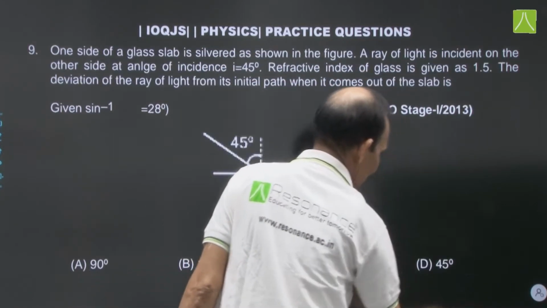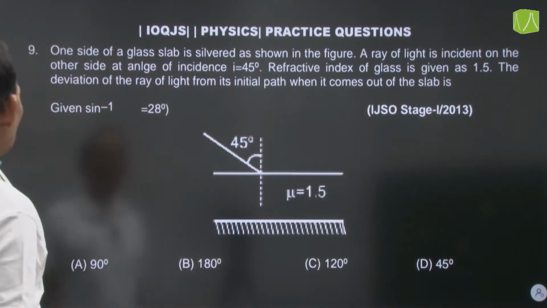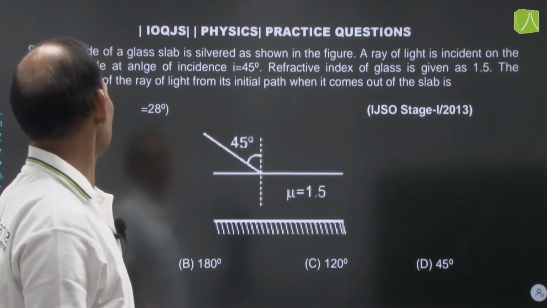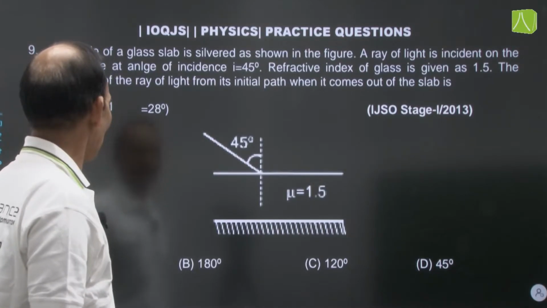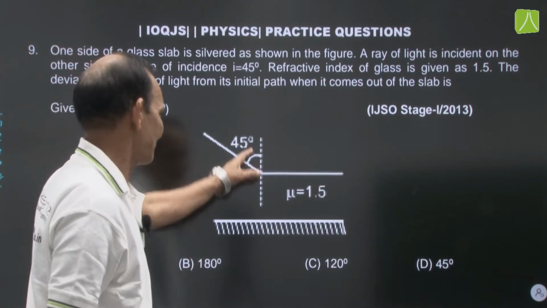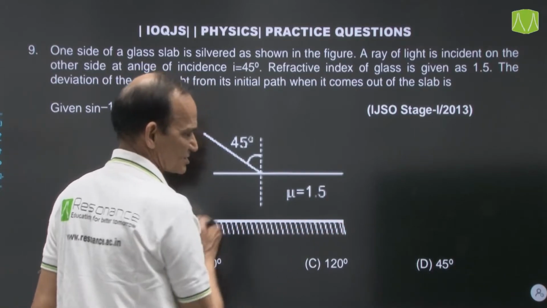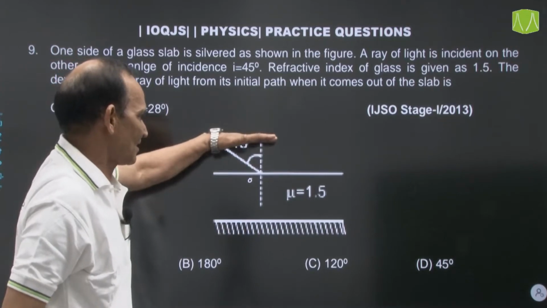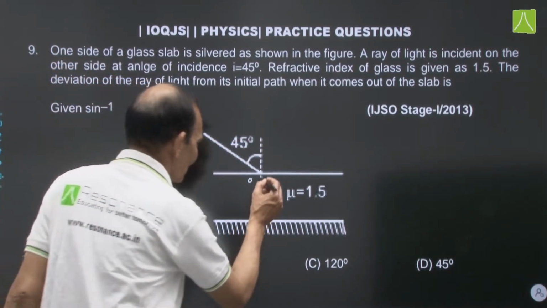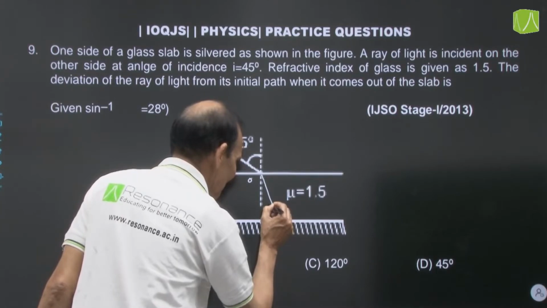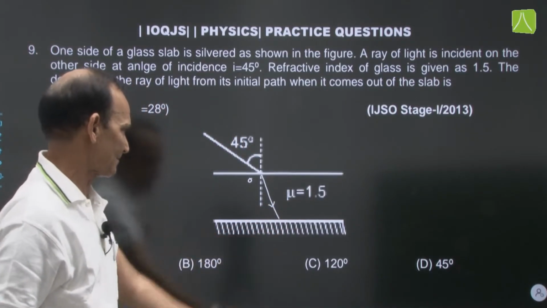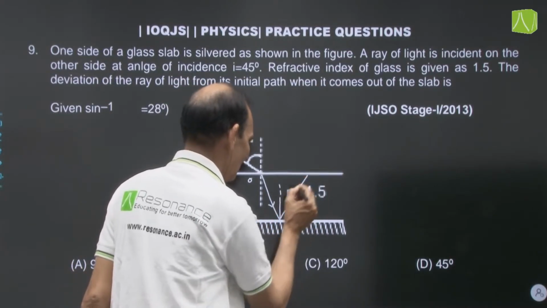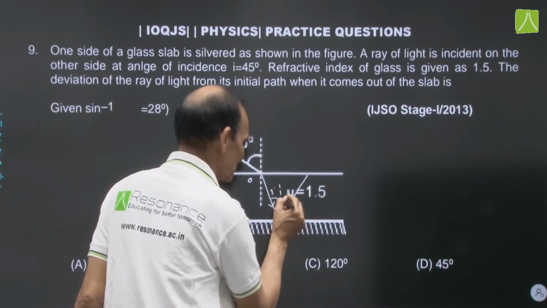Now next question, question number 9. One side of the glass slab is silvered as shown in the figure. A ray of light is incident on the other side at an angle of incidence 45. This is 45 again. It is a transparent medium, mu is this one. Now think at this point O. Because it is moving from rare to denser medium, it will bend towards the normal. Is it clear? Now think about this mirror. Here will be the normal. It will reflect at the same angle, I and R will be equal.